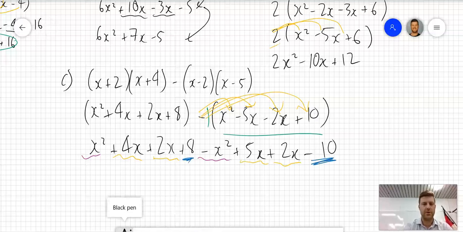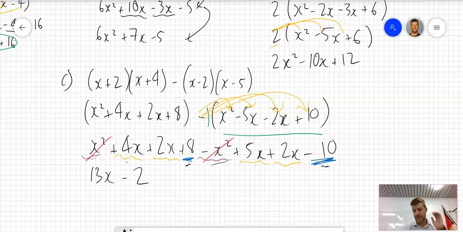So if I collect all those terms, starting with x squared, take x squared, well, that's cancelled out. There's no longer any x squared terms. 4x plus 2x is 6x, plus 5x is 11x, plus 2x is 13x. So 13x, and then I've got positive 8 and minus 10, plus 8 take 10 is minus 2. So all that work, we're left with an expression that has 2 terms, which is 13x take 2.